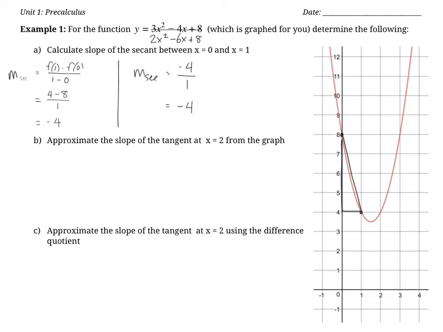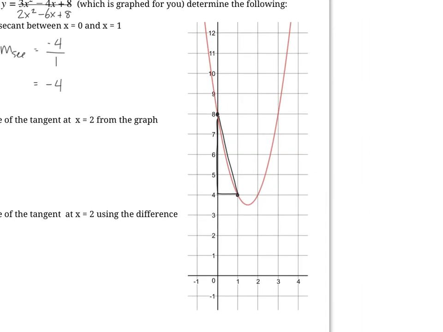let's look at the slope of the tangent at x equals 2. So recall what a tangent is. The tangent is the line. Let me just select the line tool here. The tangent is the line that just touches the graph at that point. So we see the point here that we're concerned with is x is 2. And we're going to draw the line that just touches that point.